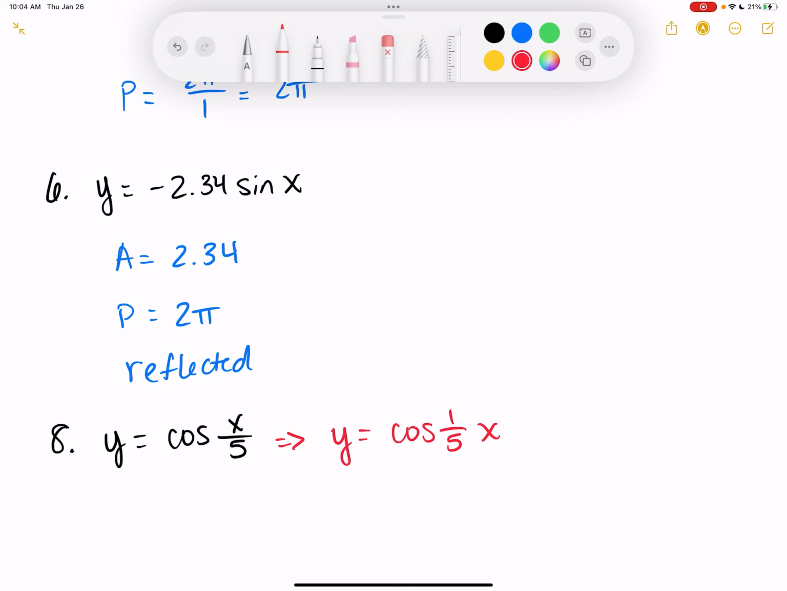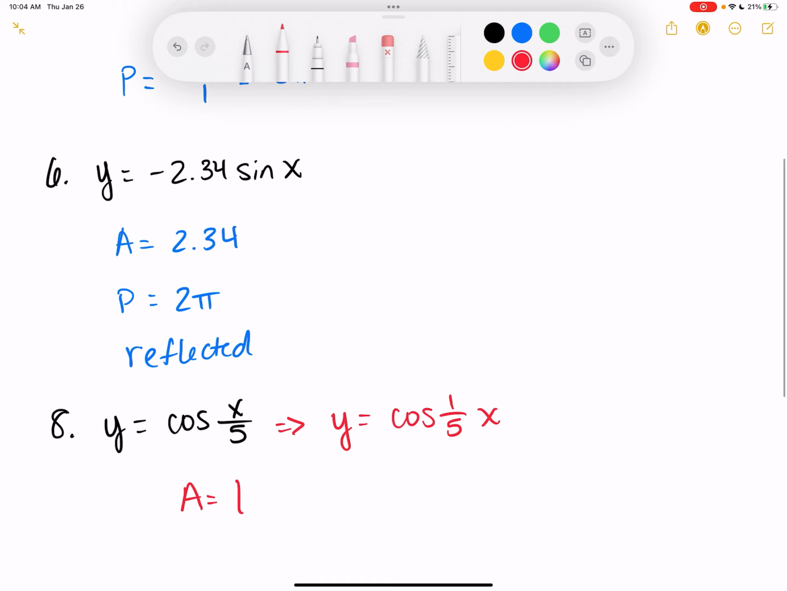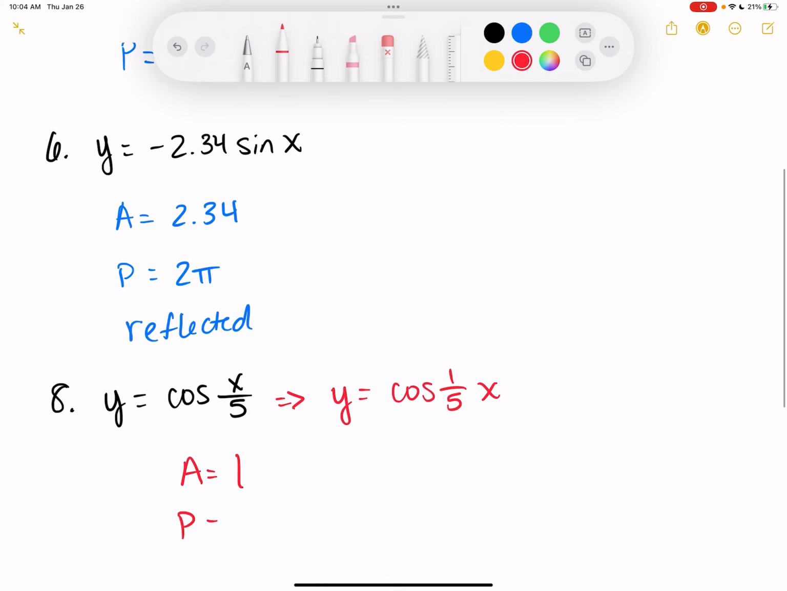1. The amplitude is just 1 because there's nothing in front of cosine. And the period, how do I set it up? 2 pi over 1 over 5. That's equal to what? If I divide by a fraction, I'm doing what? Yep, we'd multiply by 5, so that would end up being 10 pi.